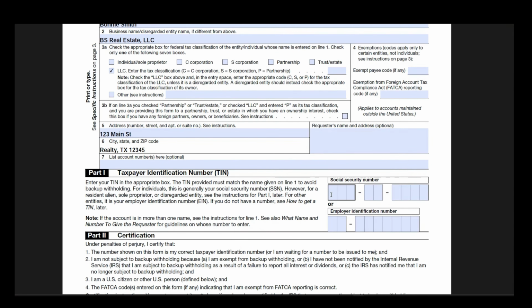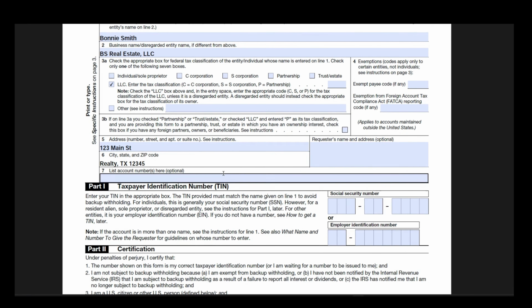So the only time that you would include the social security number is if you're operating as a sole proprietor, just an individual that is selling real estate and you're not using any type of business structure. So in this example here, Bonnie Smith operates BS Real Estate LLC, and she has an EIN. So we are going to include her EIN here.